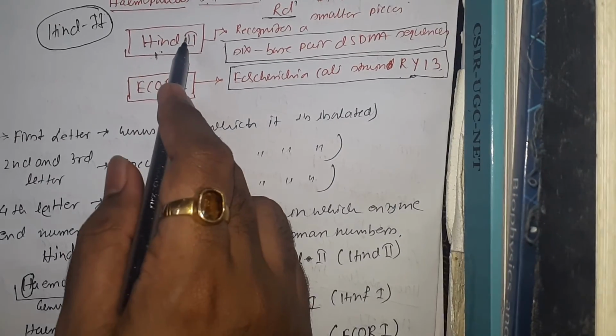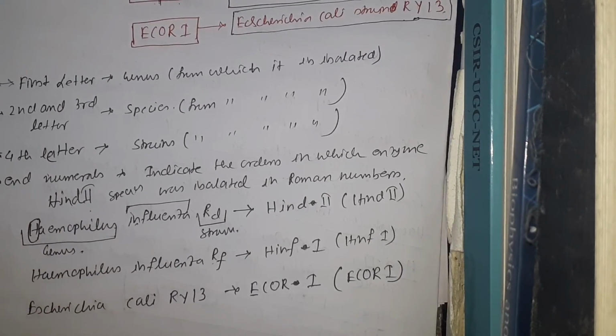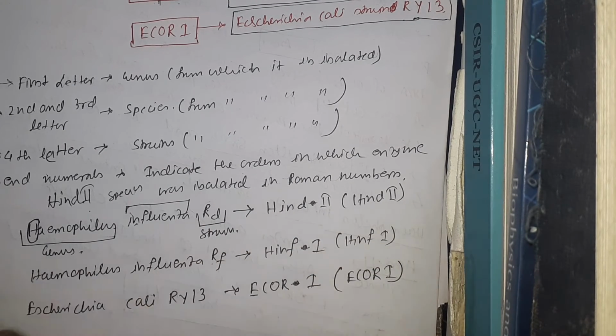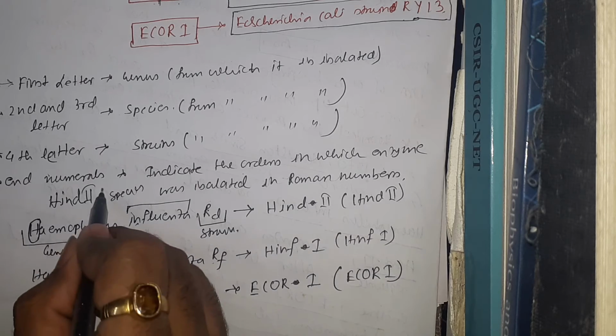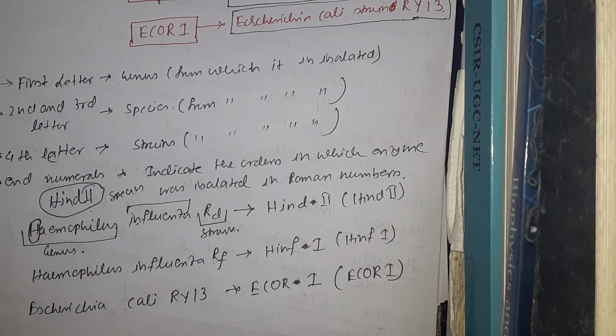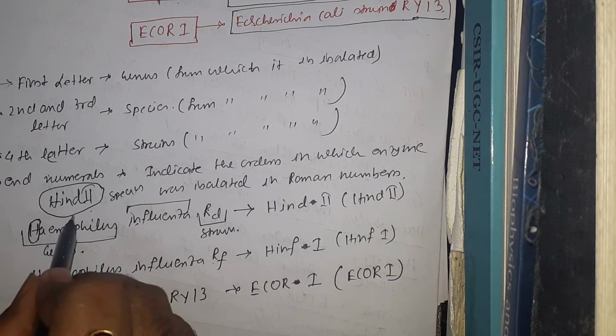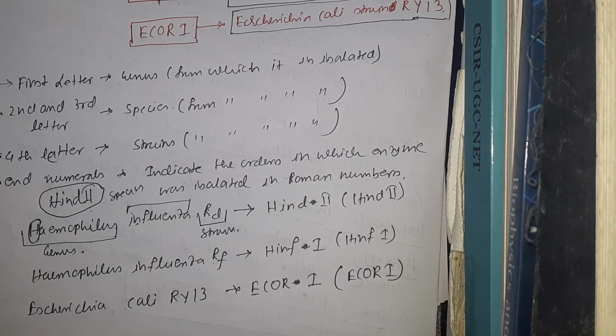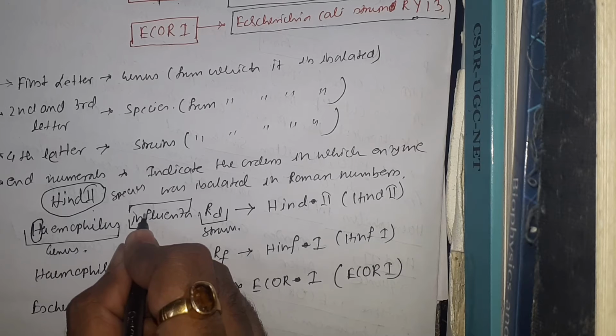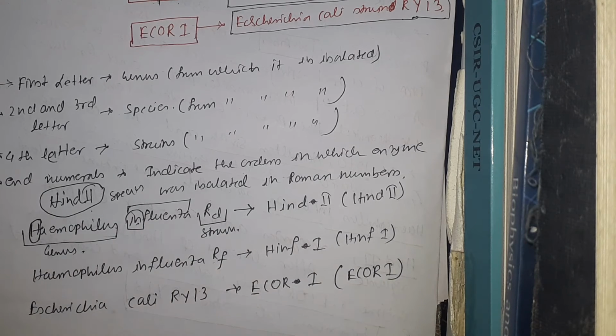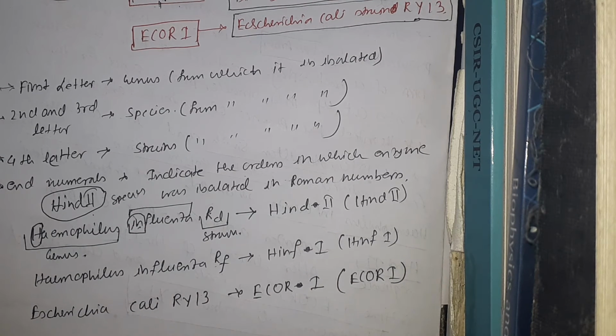as you have seen here, there is a Roman number. This Roman number simply tells us the order in which the enzyme was isolated from that particular bacterium. That means this HindII is the second enzyme that was isolated from that particular bacterium. There was something that was isolated previously from HindII, that's why we have assigned number 2. So the first word tells us about the genus from which it is isolated, the second two words tell us about the species, the fourth word tells us about the strain, and the Roman number tells us about the order of the enzyme that was isolated from that particular bacterium.